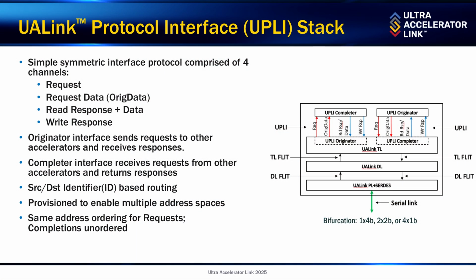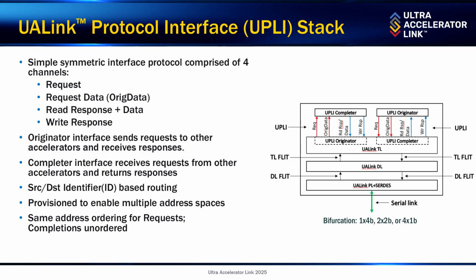So we have a request channel where we send all of our commands, and then we've got 2 response channels, a read response channel and a write response channel. The originator issues the requests to other accelerators, and the completer receives those. The originator on this side will issue the request, and the completer on the other side will process it on the other accelerator. It'll send the response back, and it will flow back up through these blue arrows into the originator on one or the other of the response channels.